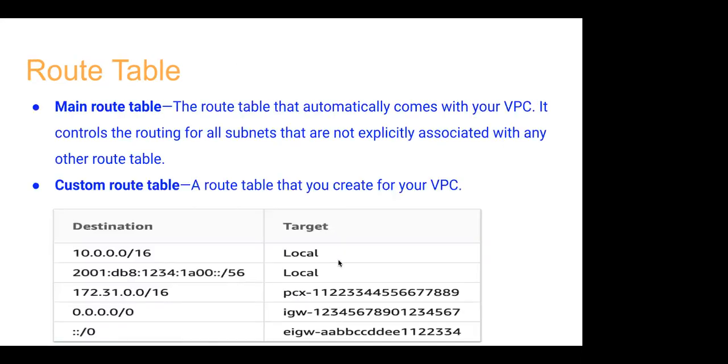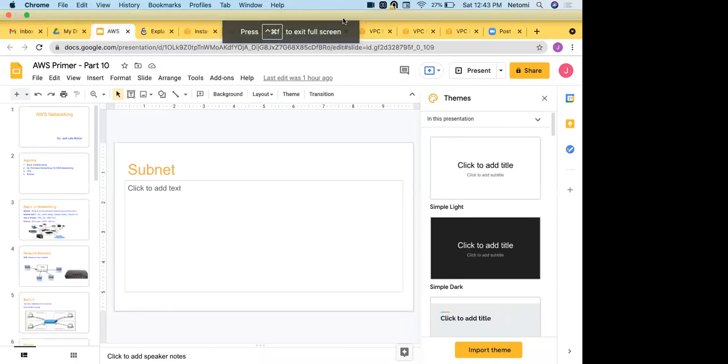And then we talked about private subnet and public subnet. So private subnet, in short, if the target is local, that is your private subnet. But if the target is internet gateway or something else, that is, something other than local, that means it's your public subnet. That's it, guys.